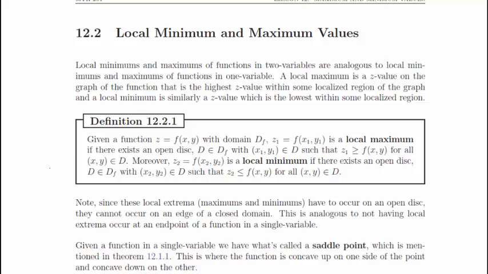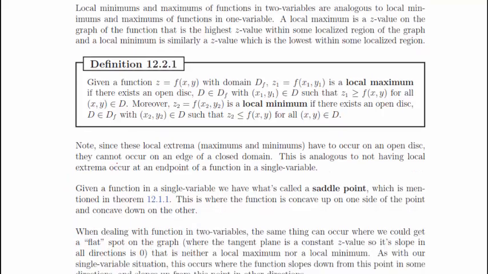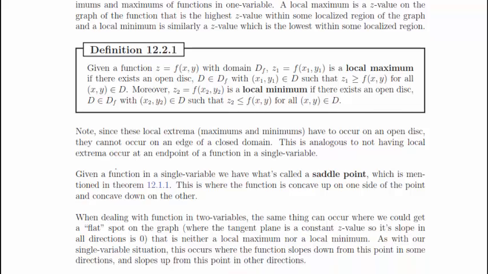Local minimums and maximums of functions in 2 variables are analogous to local minimums and maximums of functions in 1 variable. Local maximum is a z-value on the graph of the function that is the highest z-value within some localized region of the graph, and a local minimum is similarly a z-value which is the lowest within some localized region. We're going to take a look at an example here in just a moment to see exactly what I'm saying.